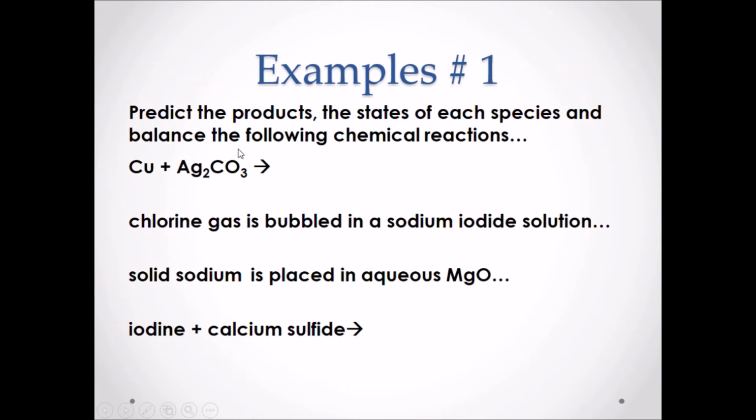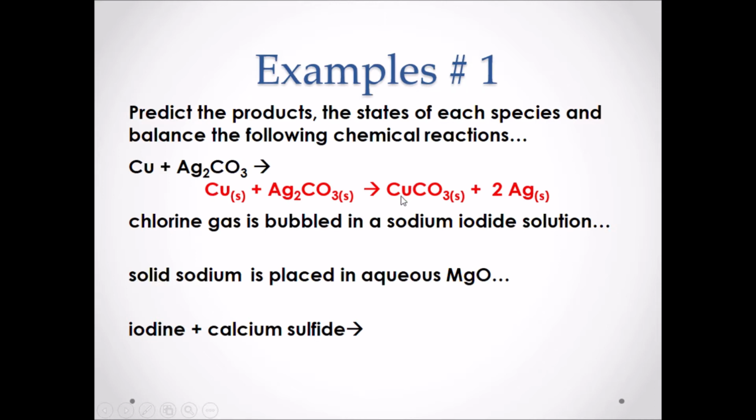Example number 1. Predict the products, the state of each species, and balance the following chemical reactions. Pause the video and attempt this example. For the first chemical reaction, we have the following answer. First up, we have to determine the copper has a charge of +2. Therefore, it is a cation. It will replace the cation in the compound. It is going to displace silver.